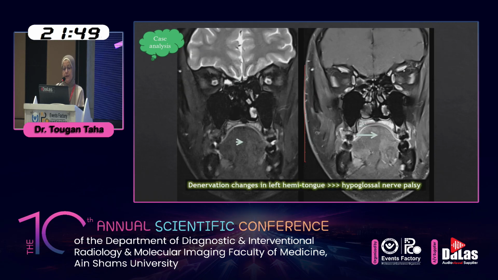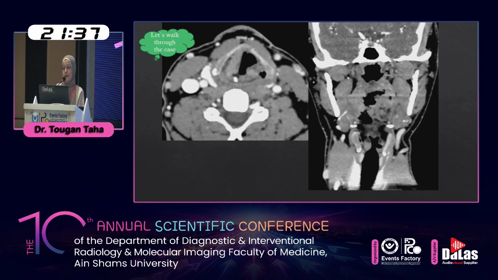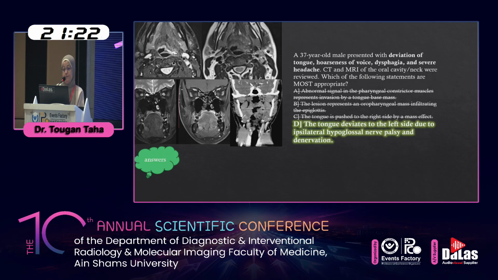These are the denervation changes in the left hemitongue. There is abnormal high signal and faint enhancement, and these indicate there is hypoglossal nerve palsy. And these are the famous signs of left vocal cord palsy with medial tilt of the arytenoid, widened laryngeal ventricle, and secondary epiglottic fold, and this indicates vagus nerve palsy.